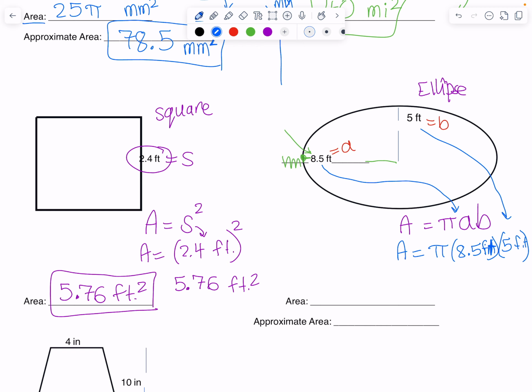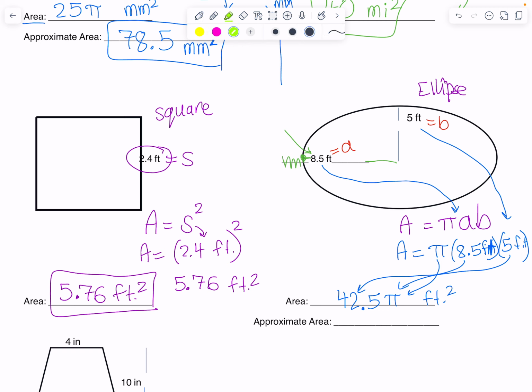So now all I can really do is multiply the non-pi numbers. 8.5 multiplied by 5. Don't be a hero. Use my calculator for 42.5. And then the pi I'm just going to leave as is. It could stay on the left side, but it just looks more visually appealing on the right side because it's kind of like a variable. And then the feet times feet, that gives me feet squared, or square feet.